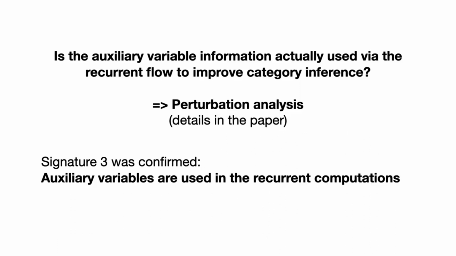To know if the auxiliary variable information is actually sent through the recurrent flow, through top-down and lateral connections, and is actually impacting category inference, we did a perturbation analysis, which is quite cool. You should check it out in the paper. In the interest of time, I cannot present it here. But spoiler alert, signature 3 was also confirmed. Auxiliary variables are indeed used in the recurrent computations.